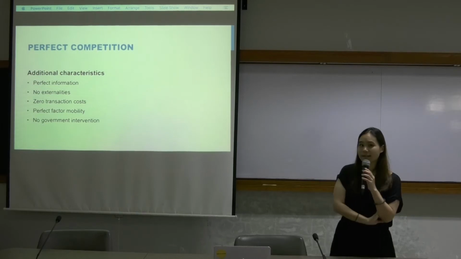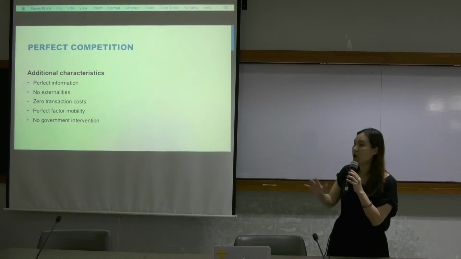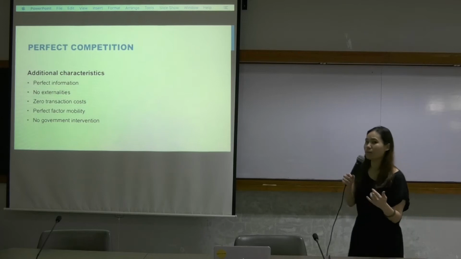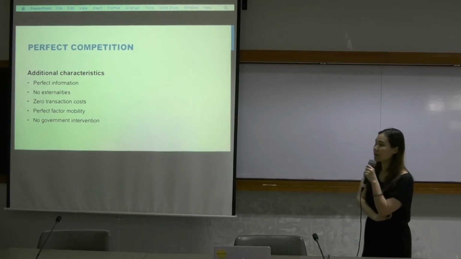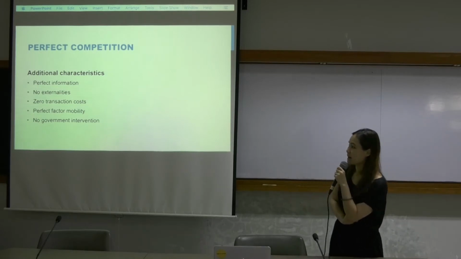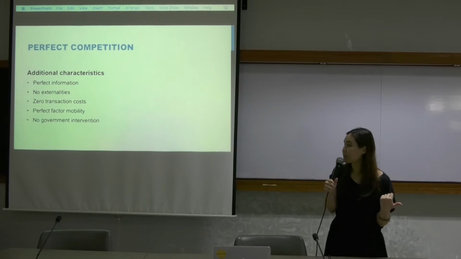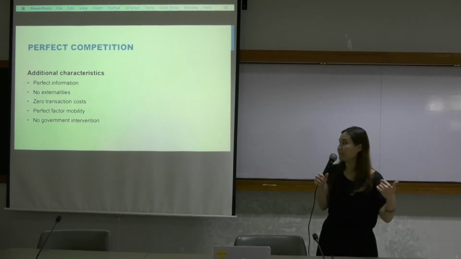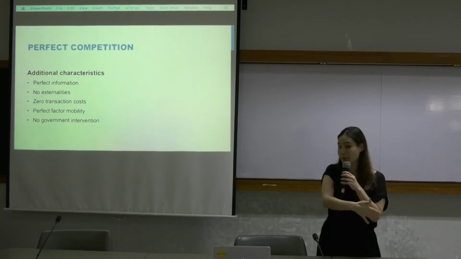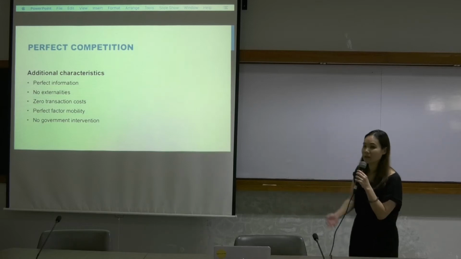The third one is zero transaction costs. Basically, all the transactions in the market have to be costless. Think about how every firm competes with each other, right? If there are transaction costs, then it could be a barrier to having a perfectly competitive market as well. Perfect factor mobility has to do with the ability of each firm to acquire resources. Because if workers or machines can't be transferred across firms, or if the factor of production market is not competitive, then it leads to a non-competitive good market as well.